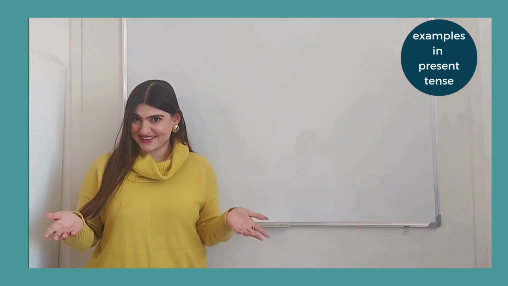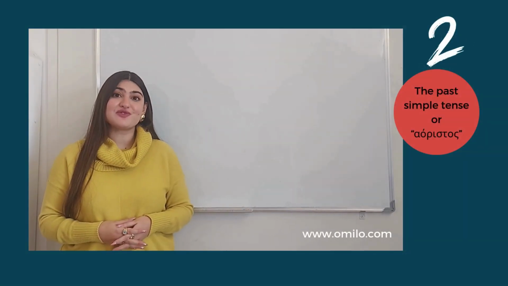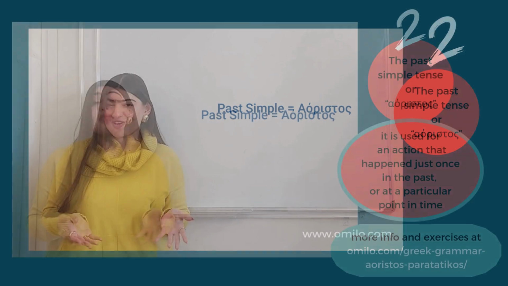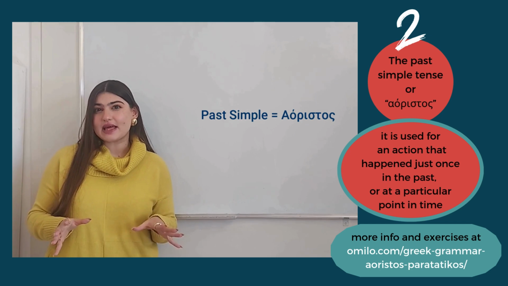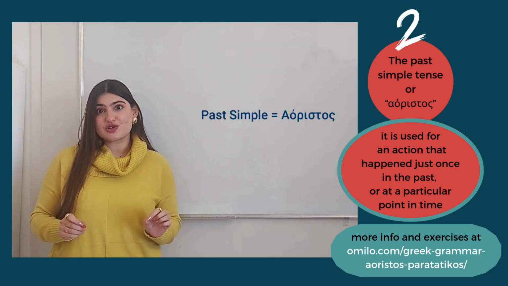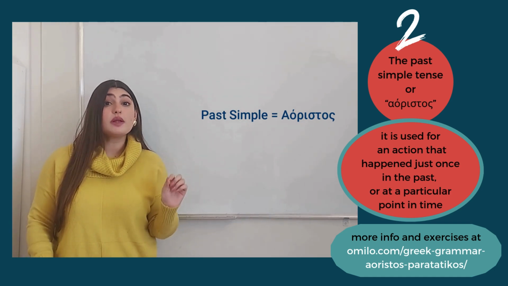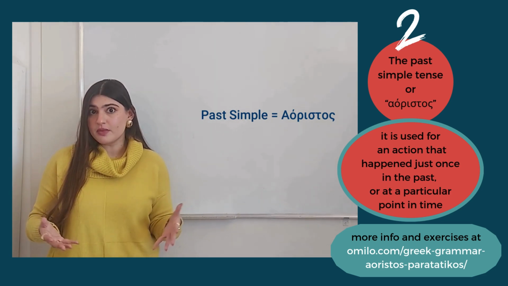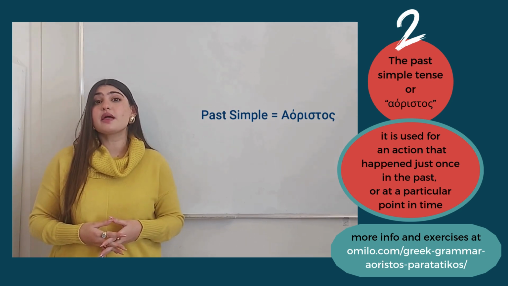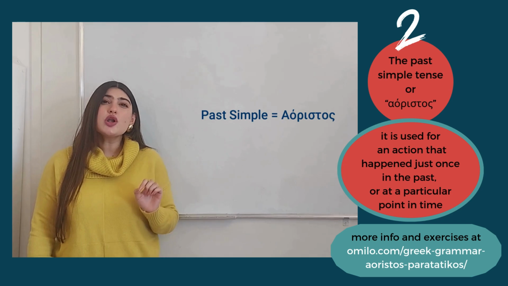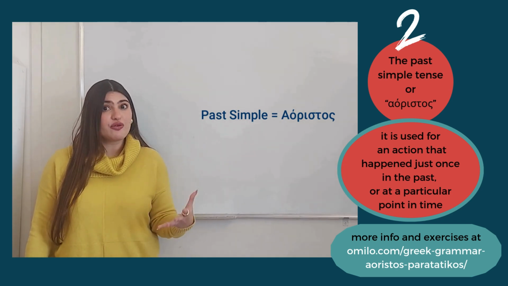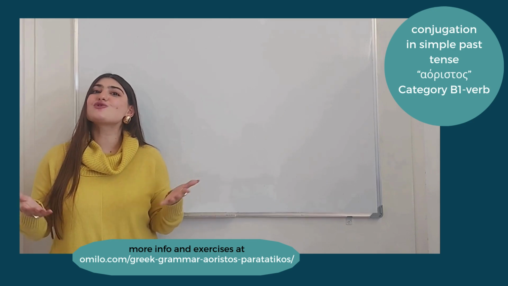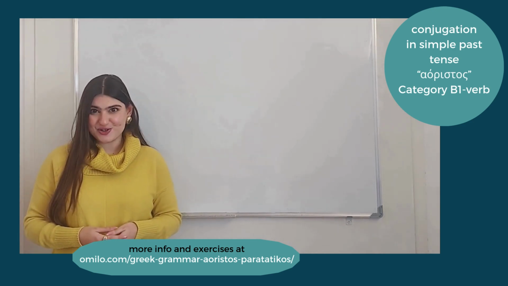This is easy, correct? Now I will explain this verb in the past simple, or as we say in Greek, Aoristos. The Aoristos is an ideal tense to describe an action that happened at a particular point in the past. It gives no information on how long it took, but it is used to describe something that happened just once, so not something that was repeated often. Something that we did once and that's it. So now let's see the conjugations of ρωτάω in Aoristos.